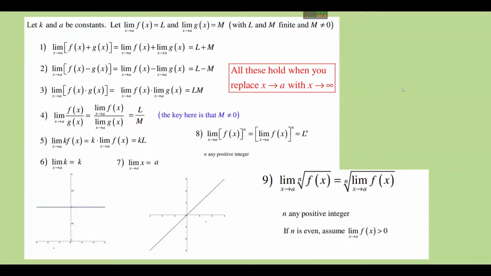Number 7, when you take the limit of x, the limit is just whatever value x is approaching. And number 8, if you have a power on the function, you can bring out the power and put it on the whole limit, which results in whatever the limit value is to the nth power. And number 9, that's the nth root, the limit of the nth root of f. You can do the same thing, right? Put the limit inside the radical. So evaluate the limit first and then evaluate the nth root. Okay, so using these techniques, we are going to look at some interesting types of problems together.